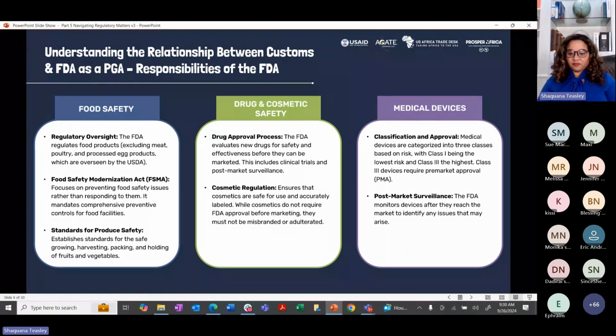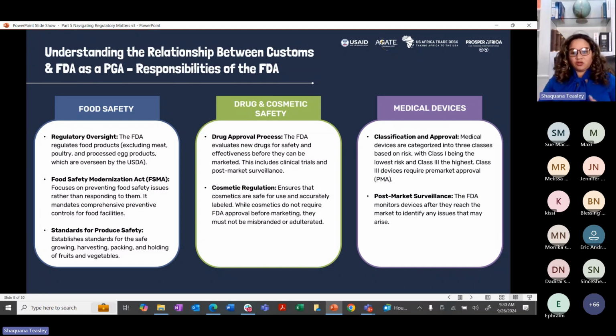Post-market surveillance: the FDA monitors devices that reach the market to identify any issues that may arise. I think that people often hear government agencies and they get very standoffish and find themselves saying, I don't really want to be a part of that. I don't want to be involved. They find themselves scared.